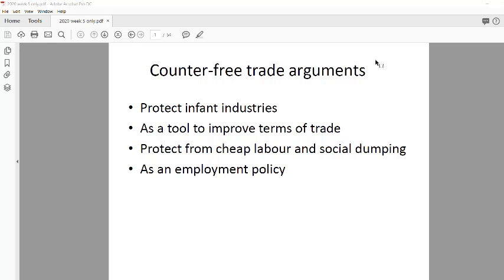So we're finally moving on to your assignment. We had to write the essay on the counter free trade arguments. So we're going to look at these four topics. It's important for your assignment that all four of these sections appear as a reason against free trade, a reason for protectionism in a sense.